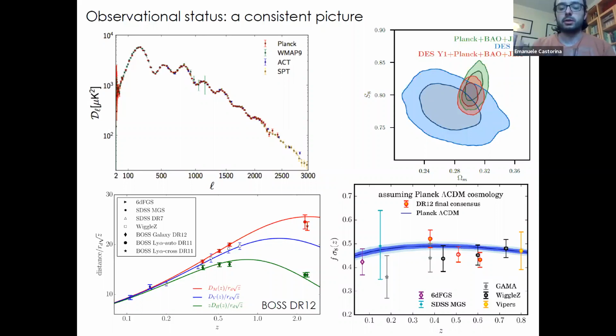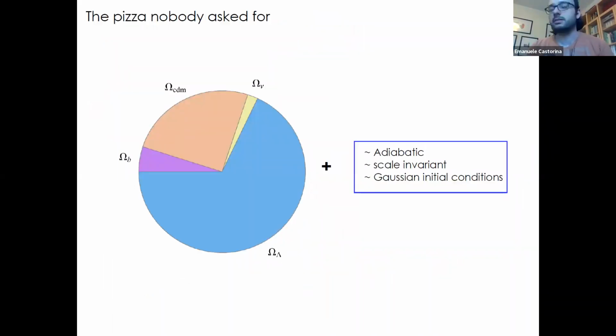So what all these data give us is this lambda CDM model, which has different ingredients. Some of them are the energy densities. And so these are dark energy, dark matter, baryons, neutrinos, and photons. But on the same footing in terms of importance for the success of this model in predicting observations are the initial conditions of this model, which are pretty special. So we know that they have to be nearly adiabatic, scale invariant, and approximately Gaussian.